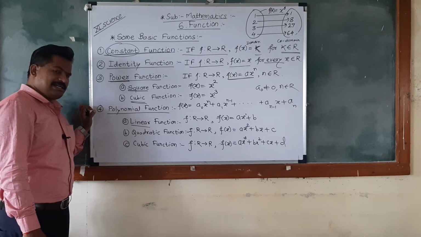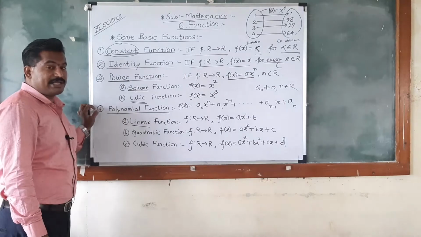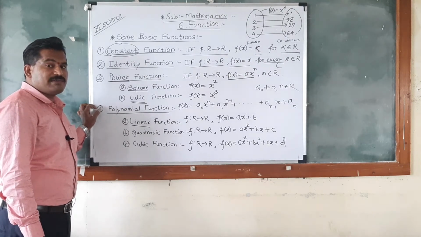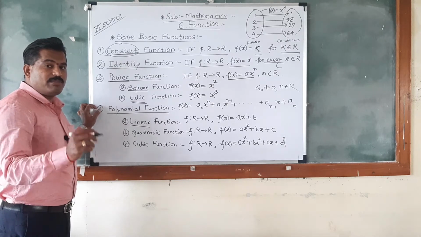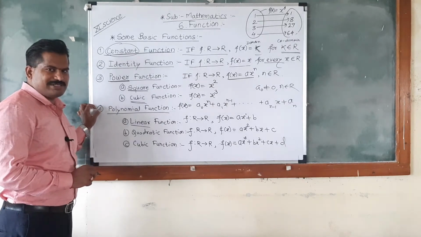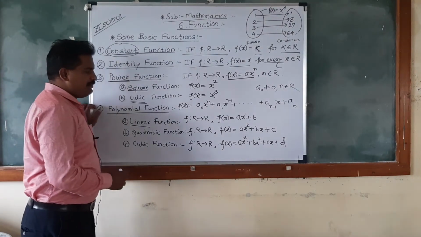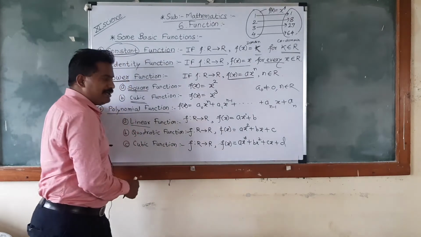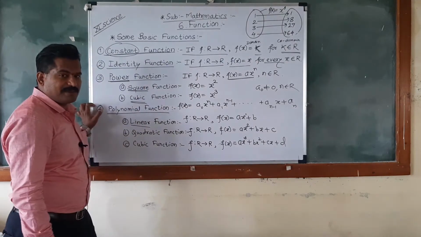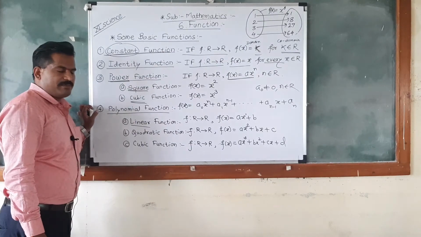In the next case, it is the quadratic function. We know what is meant by a quadratic equation from 10th. A quadratic equation means the polynomial having highest degree 2. Then the quadratic function has the general form, f goes from R to R and its general form is ax square plus bx plus c.